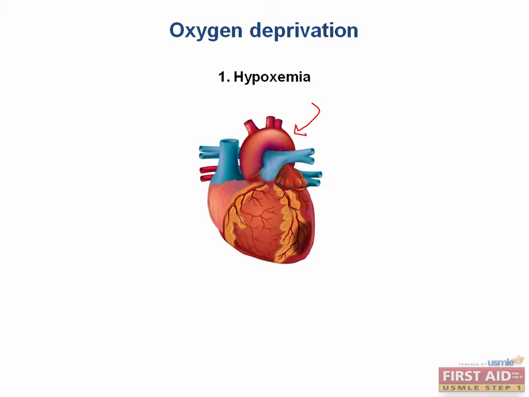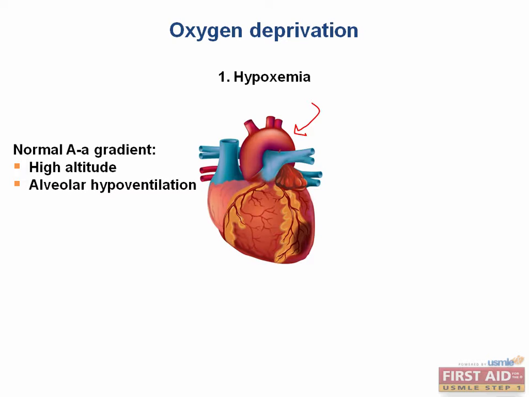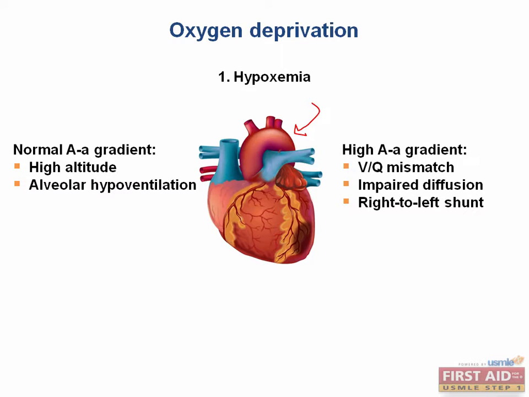It can be caused by things that decrease the amount of oxygen that enters the lungs with a normal AA gradient, such as high altitude or alveolar hypoventilation, or by things that prevent the oxygen in the lungs from entering the blood, i.e. a high AA gradient such as we discussed earlier: VQ mismatch, impaired diffusion, or a right-to-left shunt.